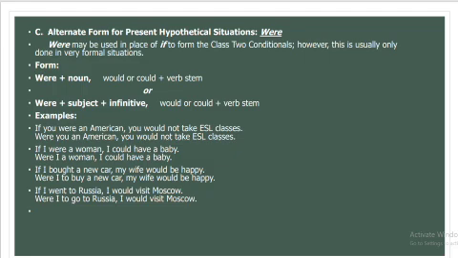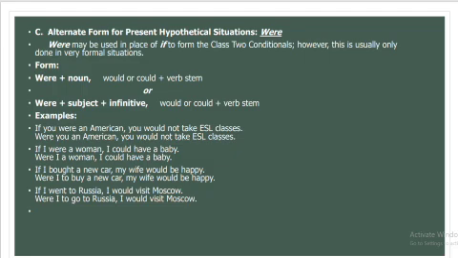Look at the form: verb plus noun plus comma plus would or could plus verb stem. This is the formula. Or we can use verb plus subject plus infinitive plus comma plus would or could plus verb stem. As you see, we don't use if in this kind of hypothetical situations or hypothetical conditionals. These are alternatives for the ordinary hypothetical conditionals.